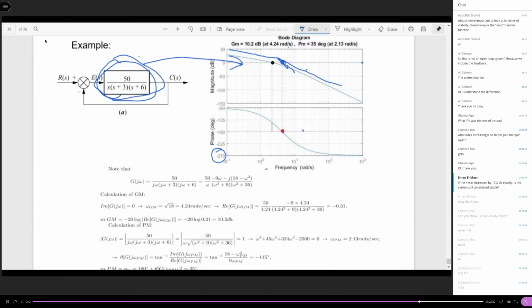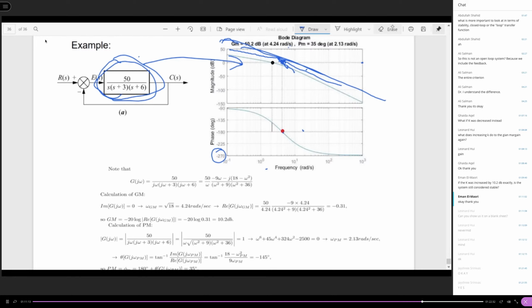If k stays below 10.2 dB, you won't see the crossover at the 0 point, so the system will still be stable. Only when k is increased by more than 10.2 dB will this magnitude go above 0 dB. The crossover is going to be above 0 dB, and then the system will not be stable, right? So that is what we call the margin, right?